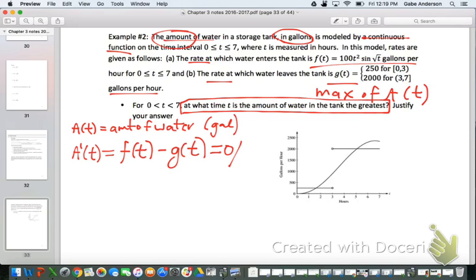Sorry? Also consider what? No. Because notice what it said. It's DNE is what I'm looking for. Notice what it says: on the interval 0 to 7, open on 0, open on 7. There are no endpoints to consider here, so we're looking for only critical numbers.